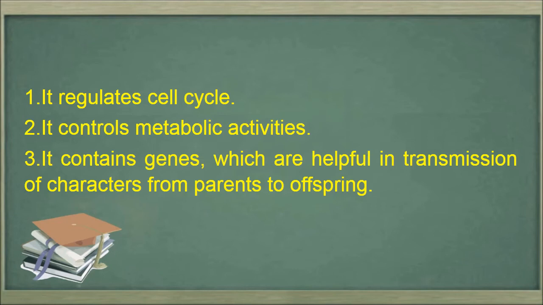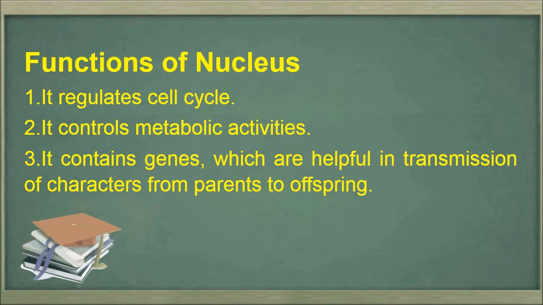Whatever characters parents have, similar characters the offspring will also have, meaning their children will also have. But we take half of the characters from the father and half of the characters from the mother. So we are actually a mixture of characters from father and mother. We are not a true copy of our father, or a true copy of our mother. We are taking genes from both, but we have our own combination. So these were the functions of a nucleus that we studied.